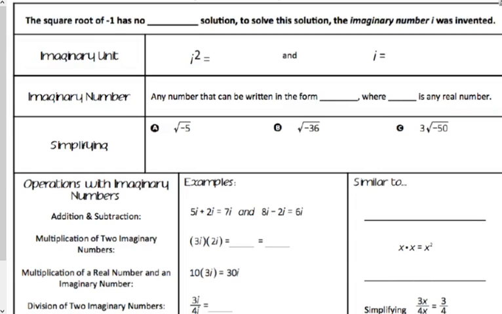Hey guys, so today we're going to start talking about imaginary numbers. I know that sounds funny, what is an imaginary number? But trust me, they exist. So the square root of -1 has no real solutions.